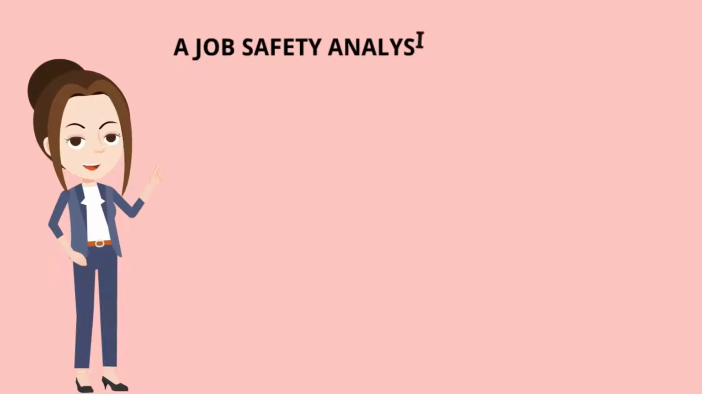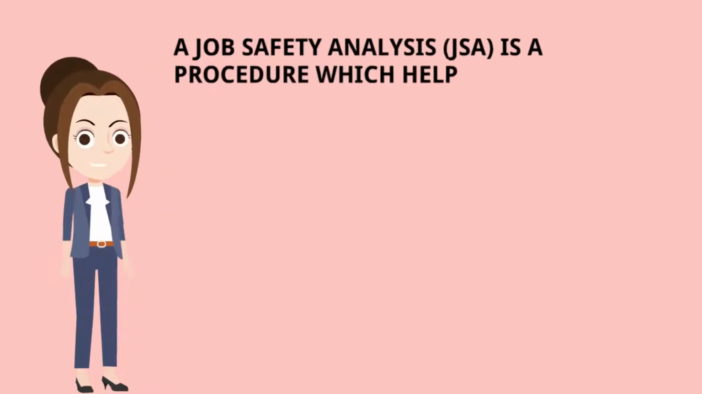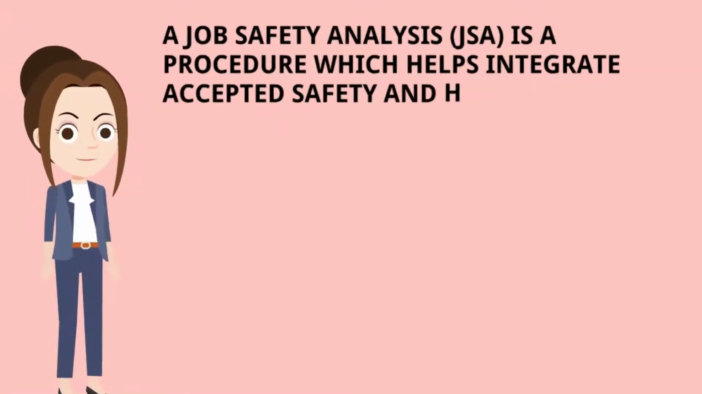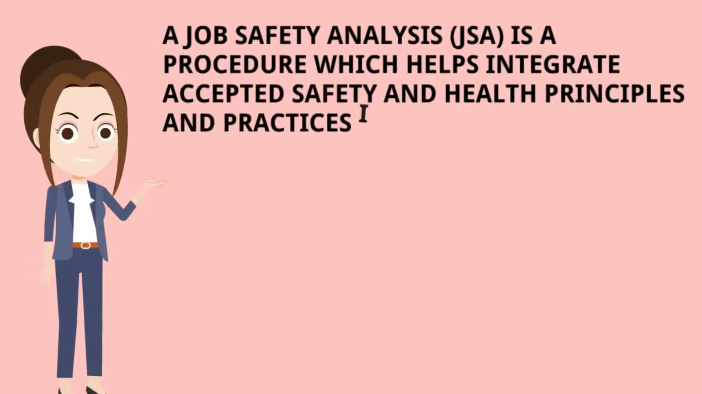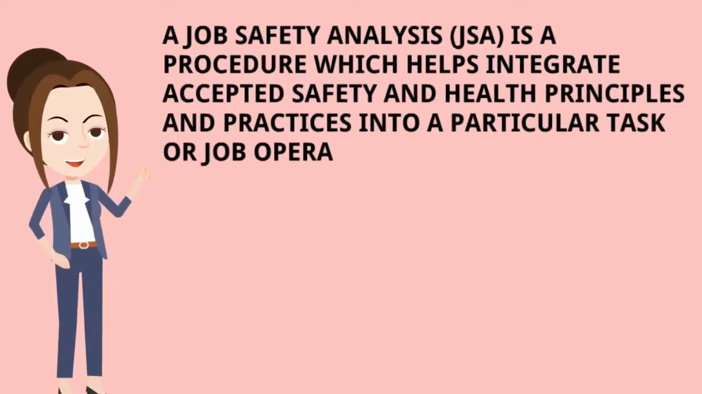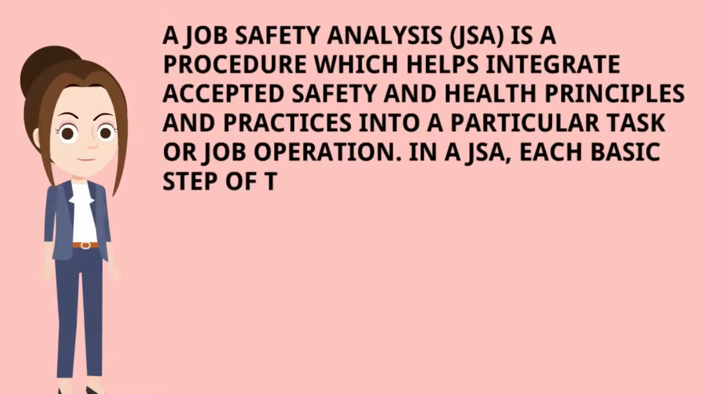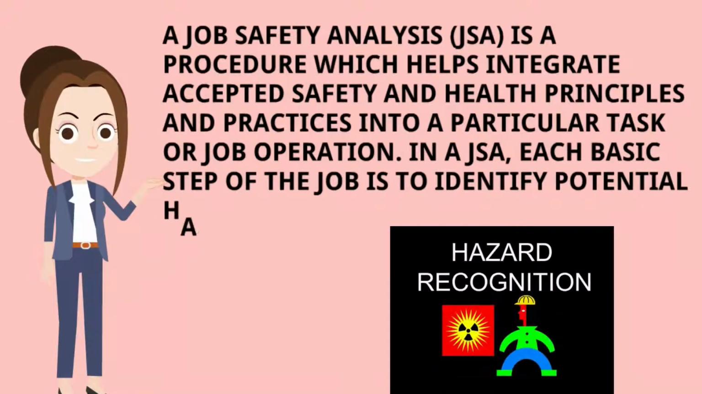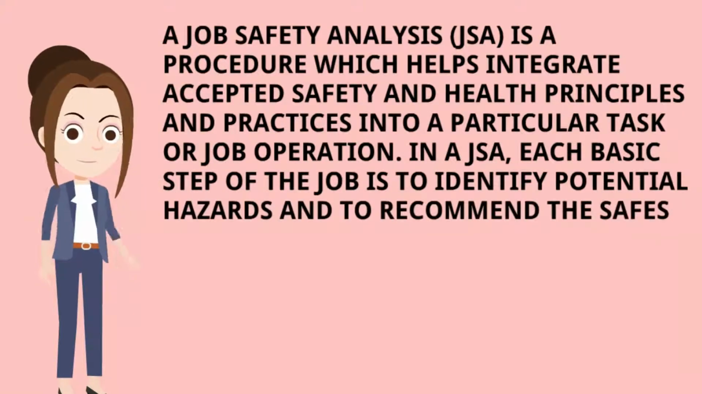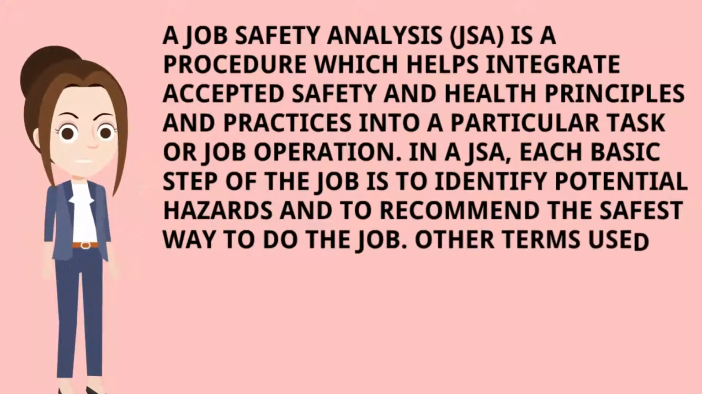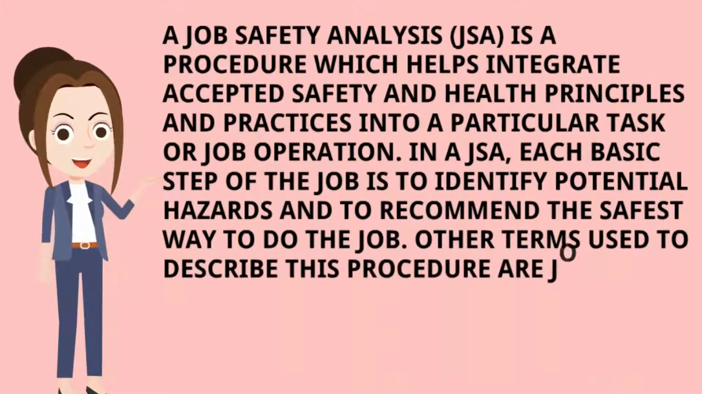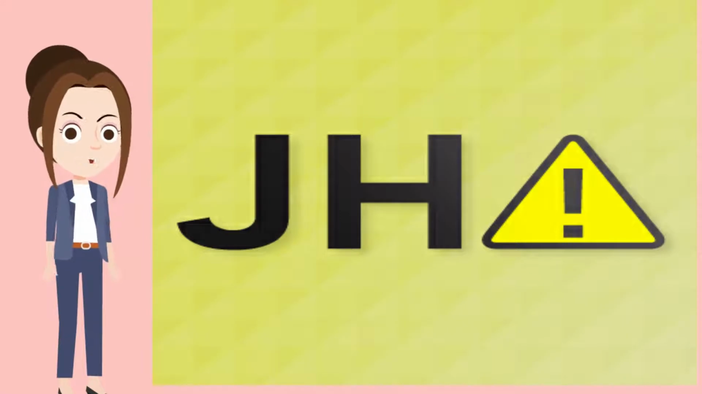A job safety analysis (JSA) is a procedure which helps integrate accepted safety and health principles and practices into a particular task or job operation. In a JSA, each basic step of the job is examined to identify potential hazards and to recommend the safest way to do the job. Other terms used to describe this procedure are job hazard analysis (JHA) and job hazard breakdown.